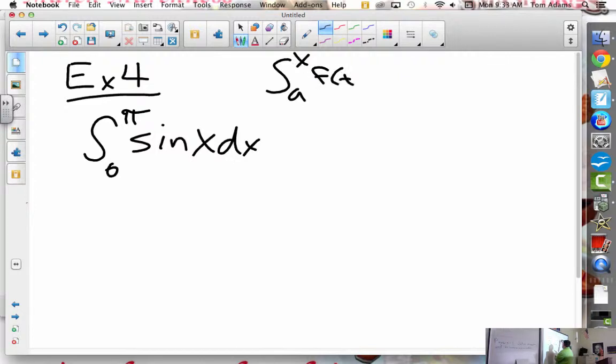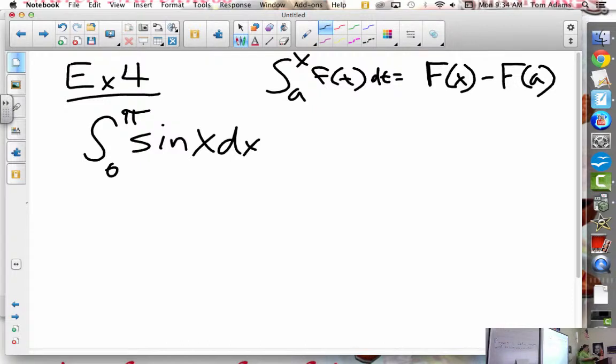If I take the function f of t dt, whoops, and I evaluate it from a to x, then that's really just the antiderivative of f of x minus the antiderivative of f of a. All right? That's it. So now we're going to try to do this by hand with just our brains and then see what we get on the calculator.